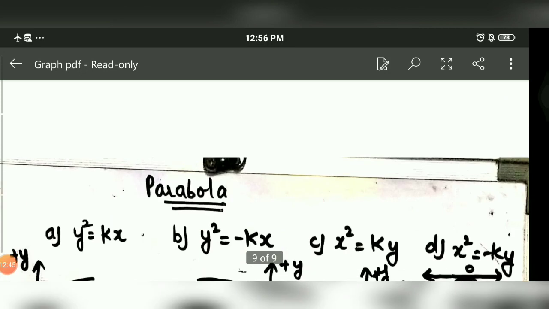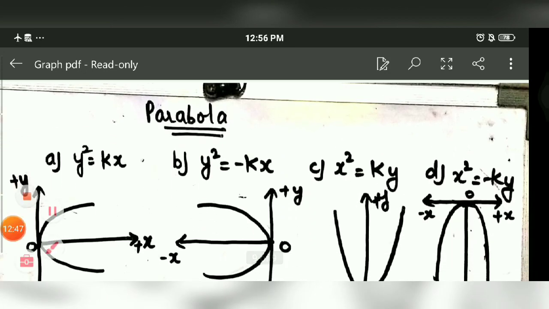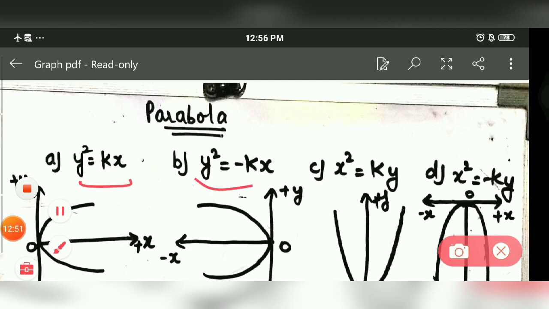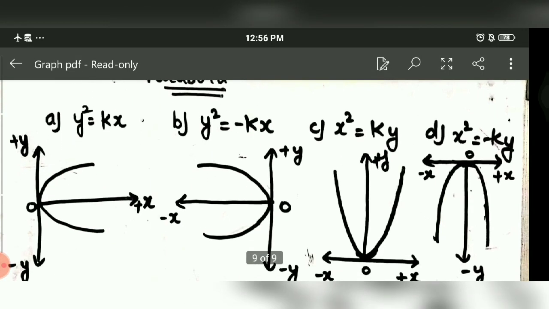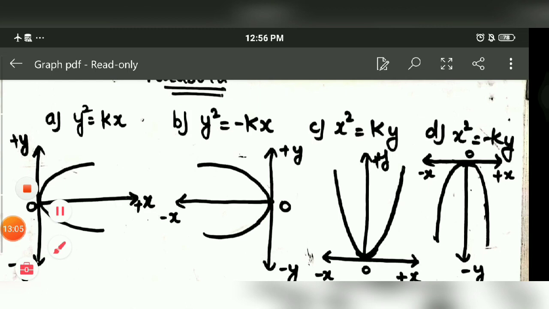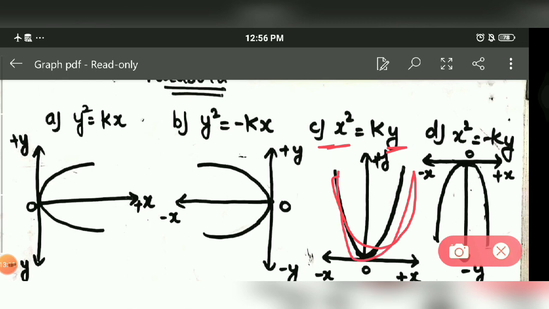Next is the parabola. There are 4 different types of parabola. If y square equals kx, then we have a right hand side parabola. If y square equals minus kx, then a left hand side parabola. If x square equals ky, then an upward parabola like this, passing through the origin. Here, these are just passing through the origin.